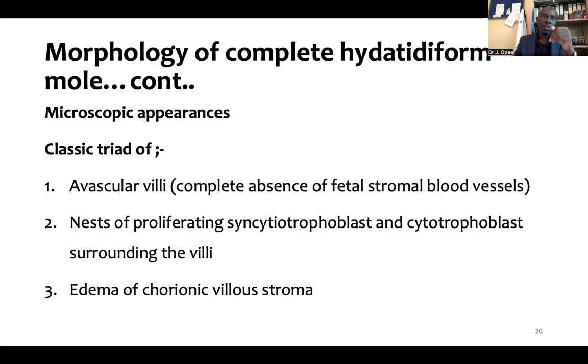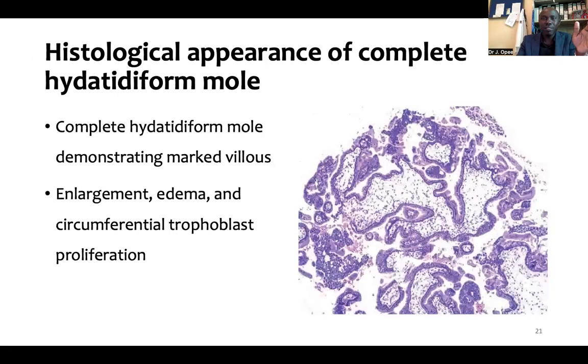But these pathologists normally report to you the microscopic appearance as well. They will report this classic triad for complete hydatidiform mole: avascular villi, nests of proliferating syncytiotrophoblasts and cytotrophoblasts surrounding the villi, and also edema of the villus stroma. So when they give you this classic triad, just make a diagnosis of complete hydatidiform mole.